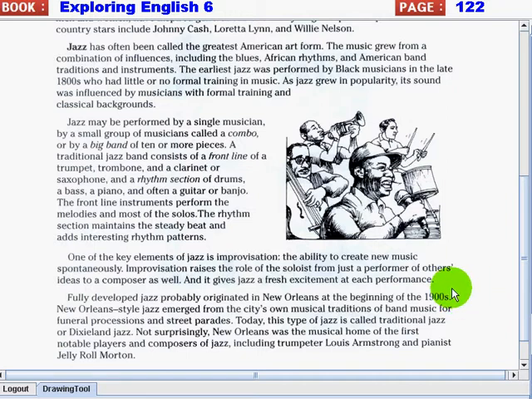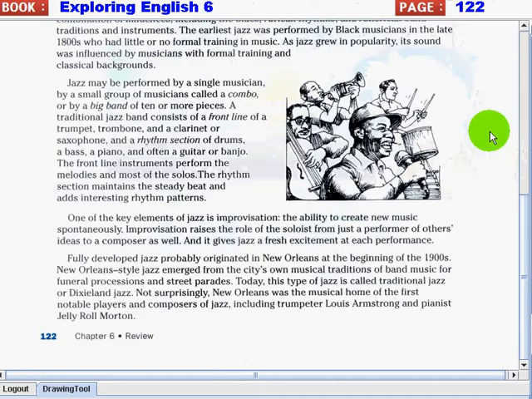Fully developed jazz probably originated in New Orleans at the beginning of the 1900s. New Orleans style jazz emerged from the city's own musical traditions of band music for funeral processions and street parades. Today, this type of jazz is called traditional jazz or Dixieland jazz. Not surprisingly, New Orleans was the musical home of the first notable players and composers of jazz, including trumpeter Louis Armstrong and pianist Jelly Roll Morton.